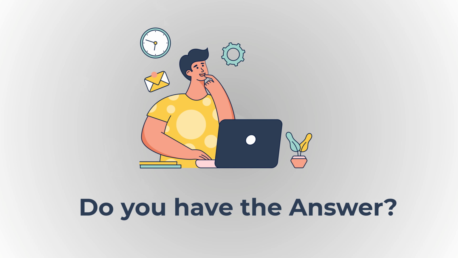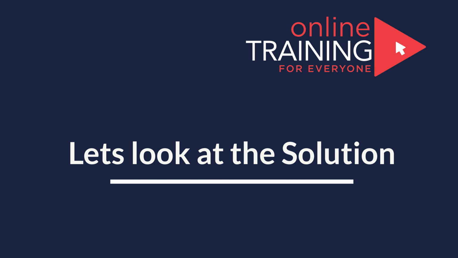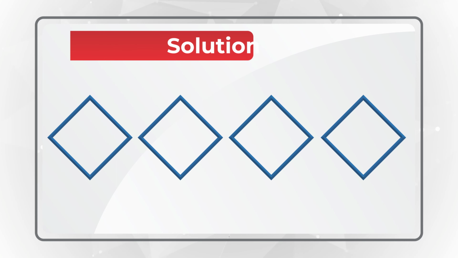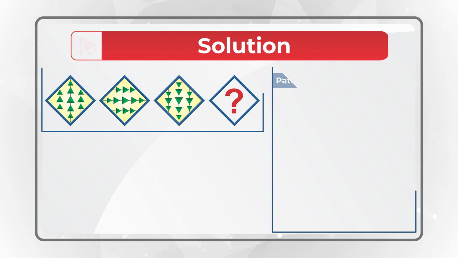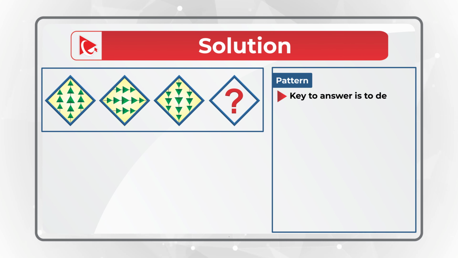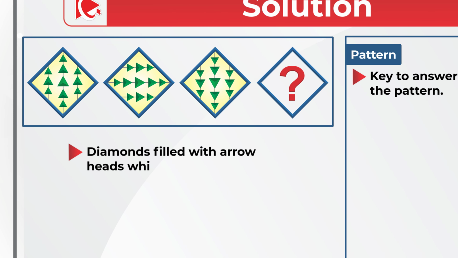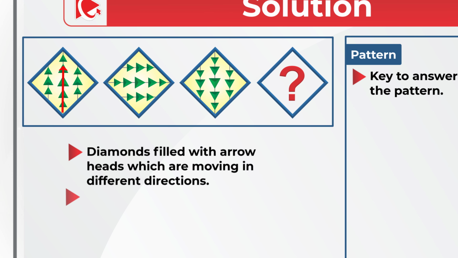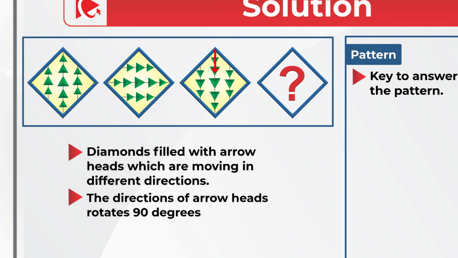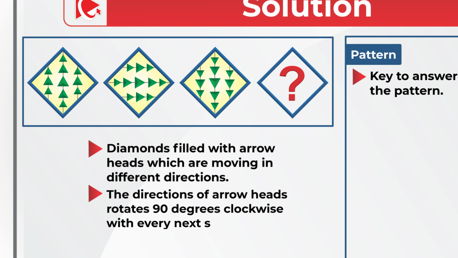Let me move forward and share with you my version of the solution. And obviously, if you have a better way to solve it, please make sure to post in comments. As with a lot of other questions, the key to answering this question is to detect the pattern. If you look closely, you will see the diamonds filled with arrowheads, triangles, which are moving in a different direction. The direction of the arrowheads rotates 90 degrees clockwise with every next shape in the pattern.